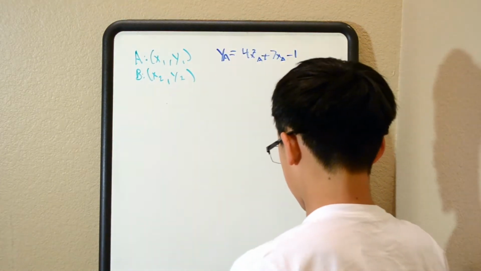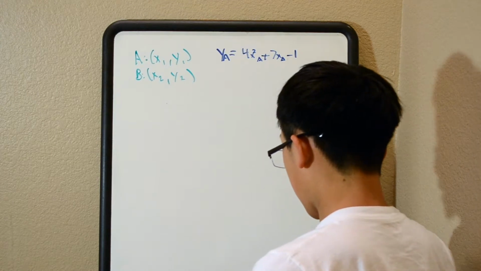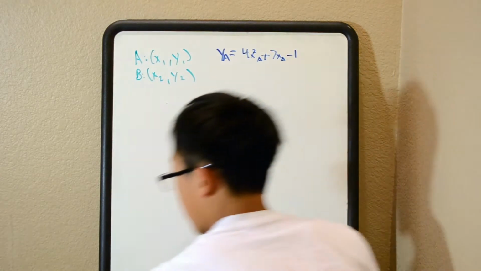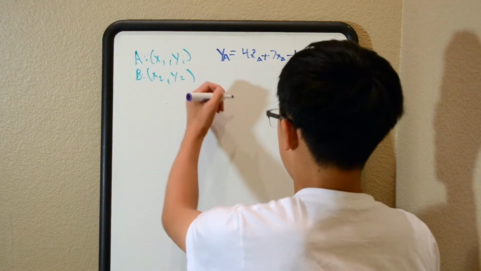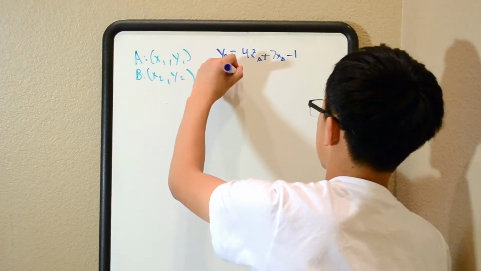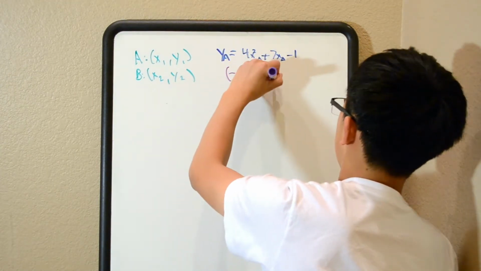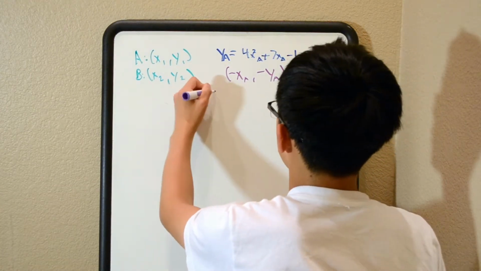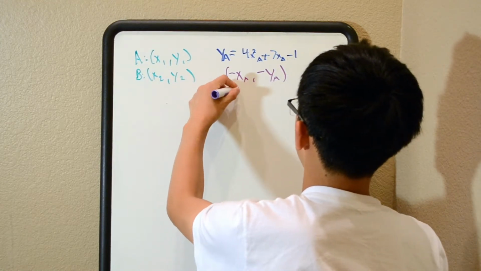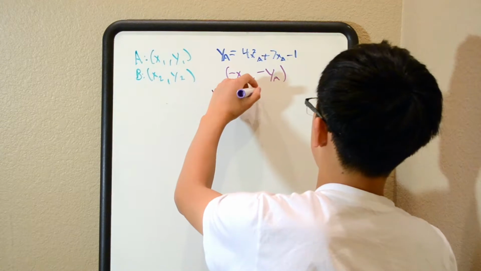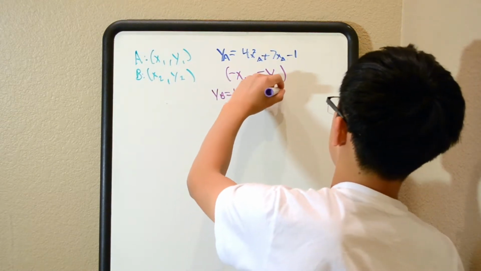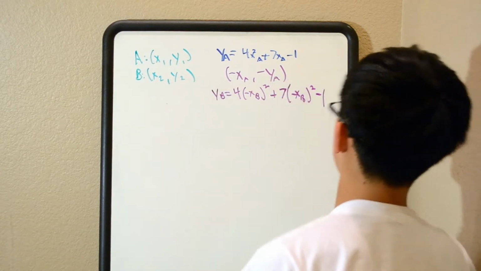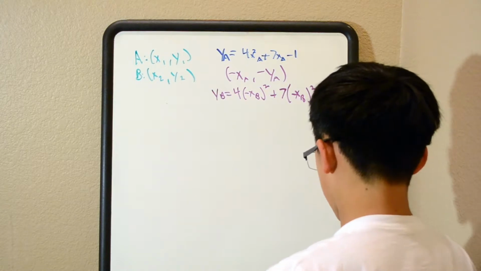Since we also know that the origin is the midpoint of AB, the coordinates of B have to be negative x A and negative y A. So we can plug these points in and define our equation for point B. We get that y B is equal to 4 negative x B squared plus 7 negative x B minus 1.